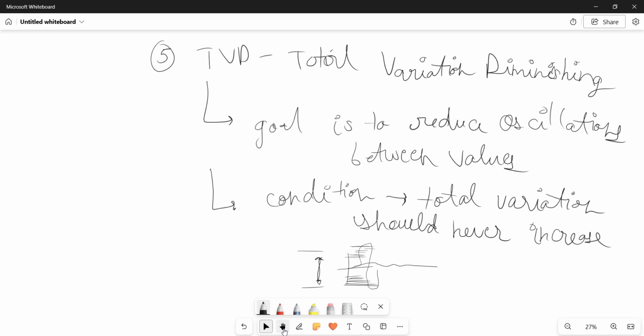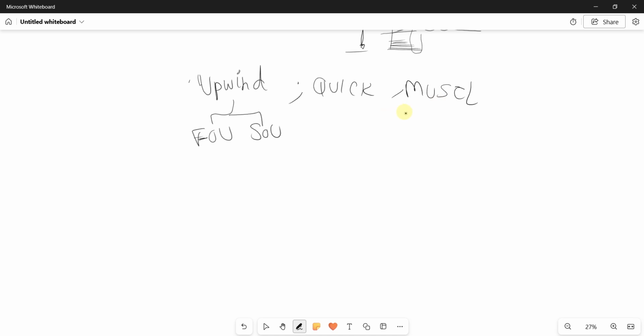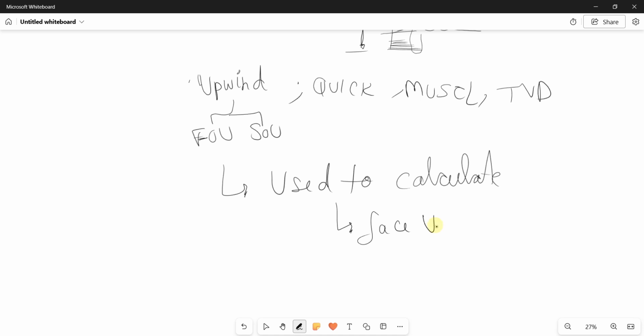So all these things that we did right now, the 5 methods that we used: from your main upwind concept, in upwind you had FOU, first order upwind, and SOU, second order upwind. Then you had QUICK. Then you had MUSCL. Then you had TVD. All these methods are used to calculate the face values, right? As I said, all these concepts were applied in order to get the face values.